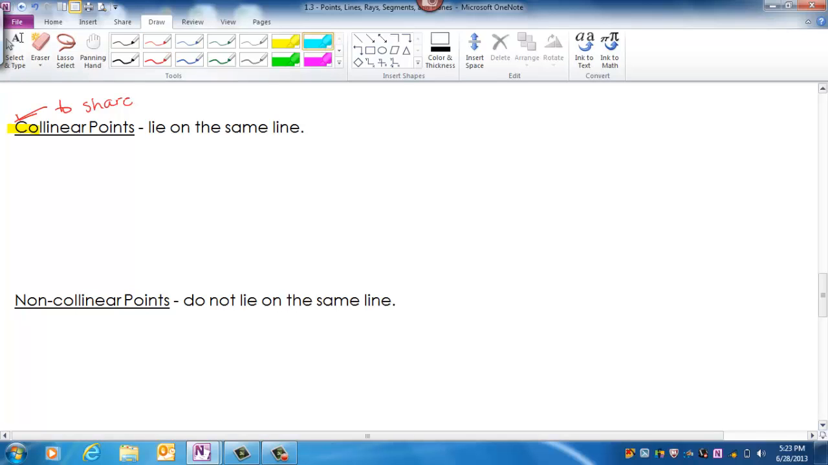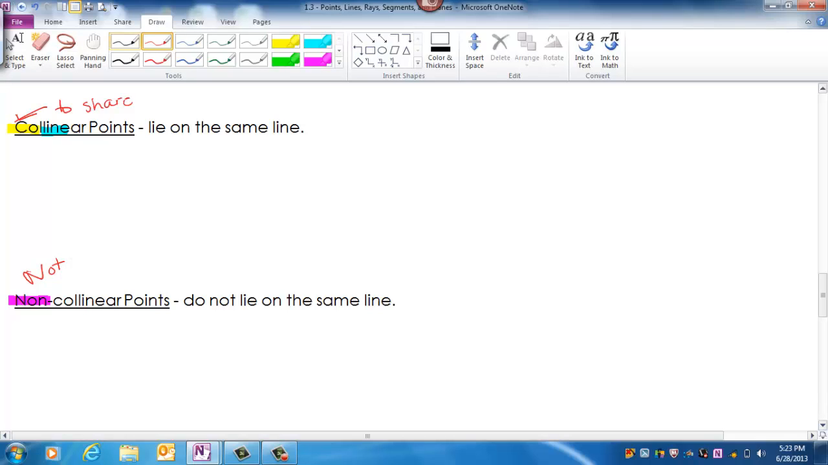And then the other key word is line. You can see the word line in there, and obviously we just talked about what a line is. So collinear points are points that are on the same line. And then the next one below, non-collinear points. Well, non you can think of as not. So points that are not on the same line.